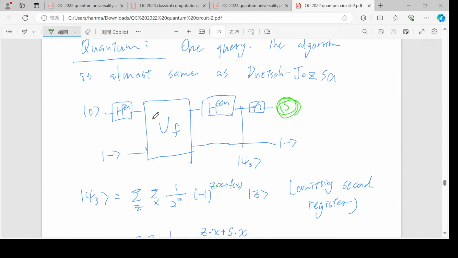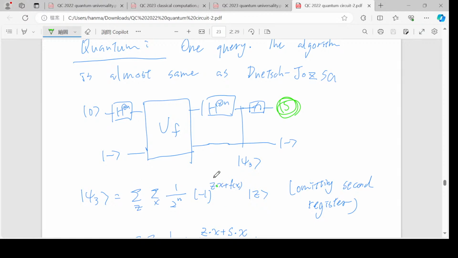And then we go through this U_f, and we get this phase kickback, so we get this minus 1 to f of x. And we apply the Hadamard transform to n again, and it becomes this really weird thing where now you have two dummy summations, so you sum over all possible x and also sum over all possible z.